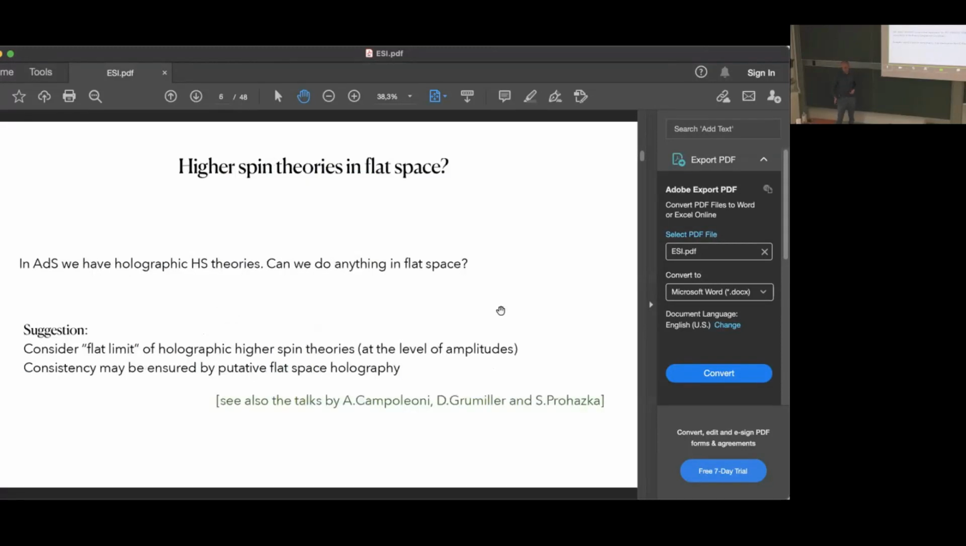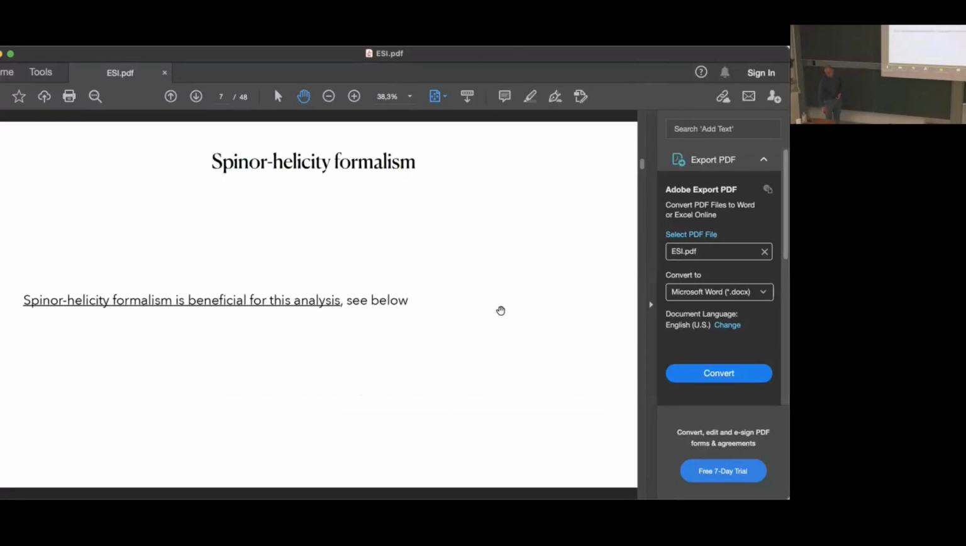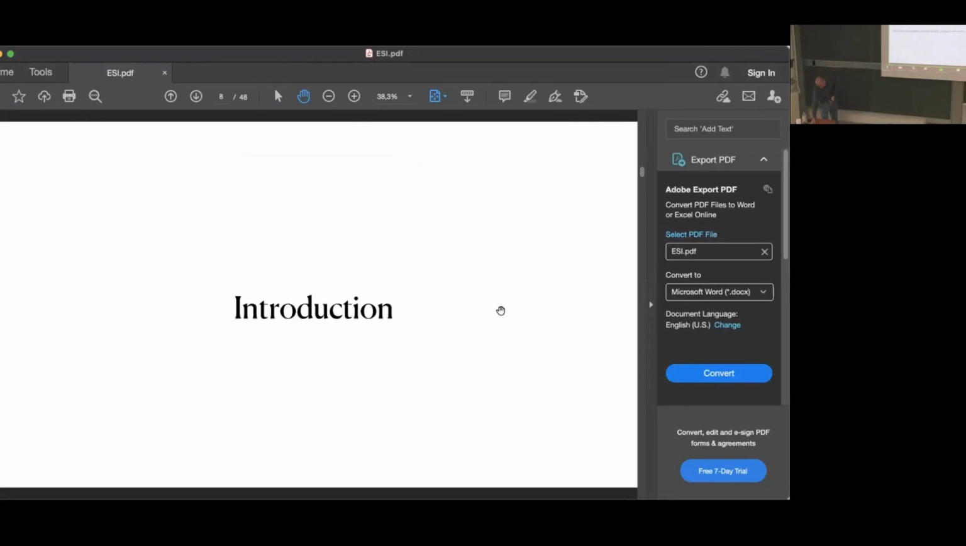So what can we do then in flat space? Well, the suggestion is very simple. We just consider some sort of a flat limit. In this respect, my talk is conceptually similar to other talks that we had here, for example, by Andrea, Daniel, and Stefan. The difference is that I will be focusing mainly on amplitudes, not algebras. And once we construct these amplitudes, returning to the previous slide, we can expect that there is some underlying holographic construction that would ensure consistency. I will explain later that it turns out that the spinor-helicity formalism is beneficial for this analysis.